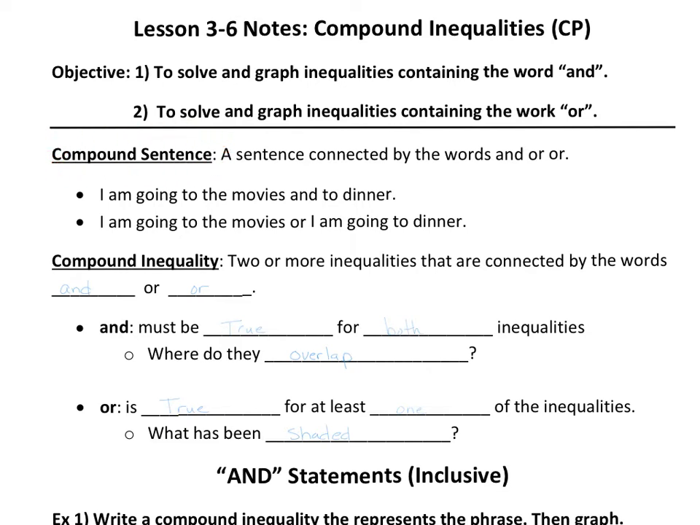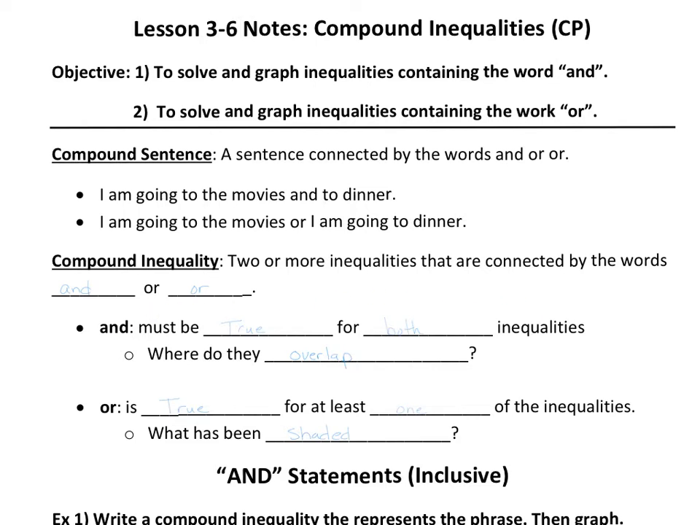All right, probably something you learned in elementary school. A sentence that's connected by the words and or. So I am going to the movies and to dinner. This implies that both parts are going to happen. Okay, so for an and, this has to be true and this has to be true. It's going to be the same thing when we look at them down here. Must be true for both parts when we're talking about inequalities in math.